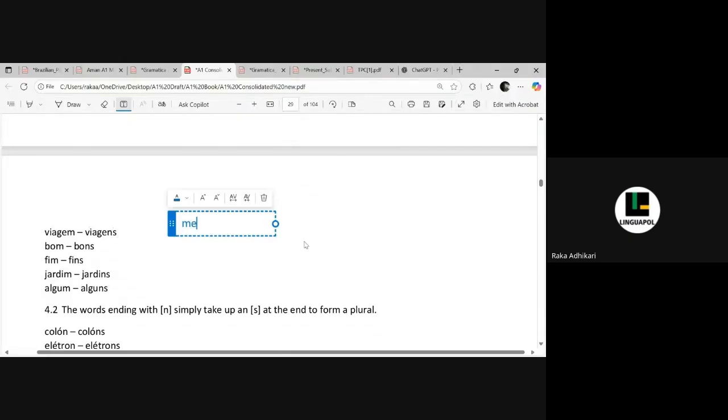For example, we have the word mensagem. What is the meaning of mensagem? Message. And what will be the plural of this? Mensagem, mensagens. Yes. Okay, mensagens.